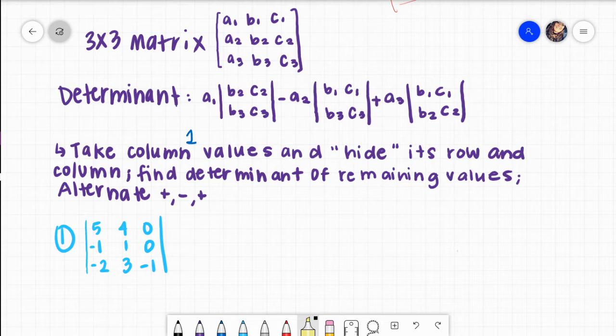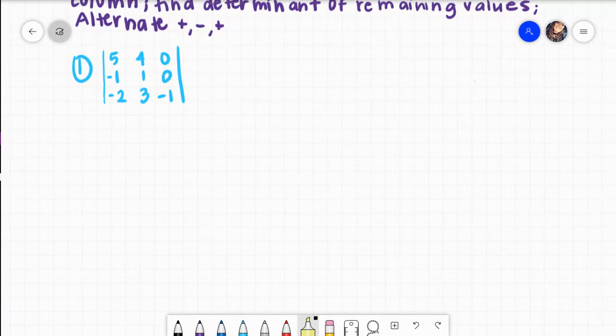Let me see what else. So what we're doing is we're finding the determinant, right? And finding the determinant of a 3 by 3 matrix is also called using minor determinants, because this is a little minor determinant. And taking all 3 of those small determinants is what will actually answer this problem for us, okay? Okay, so let's do it.